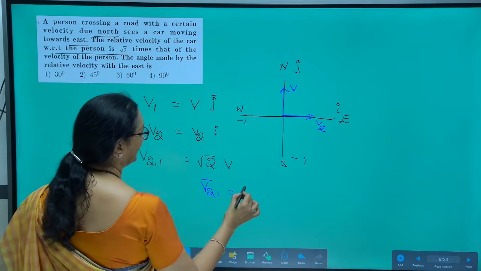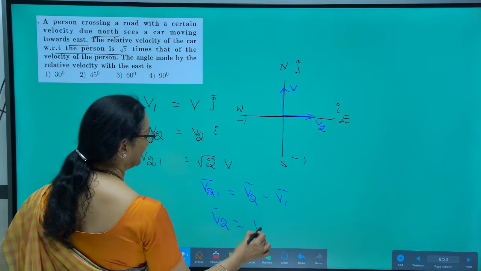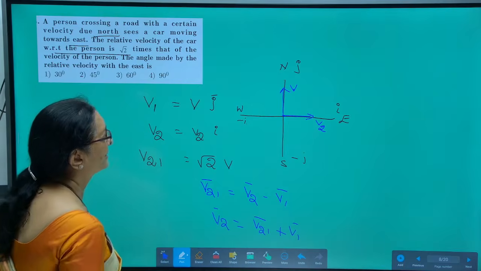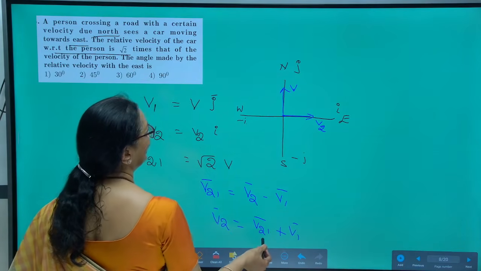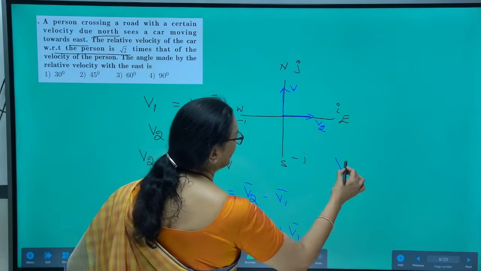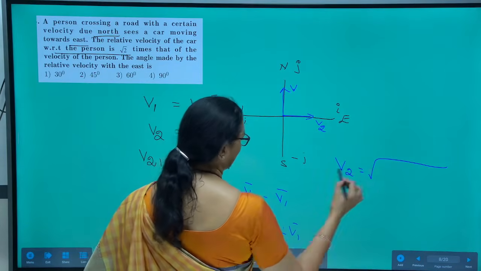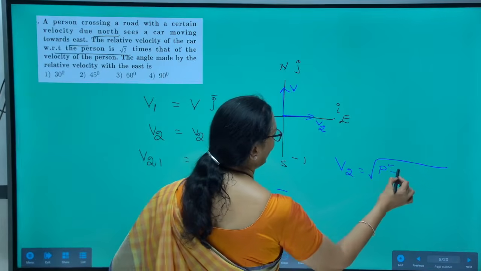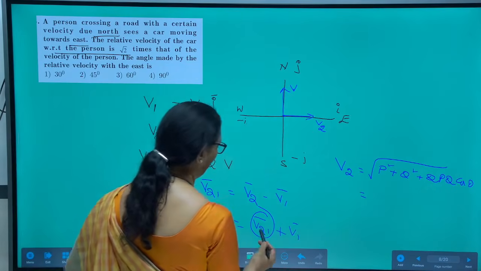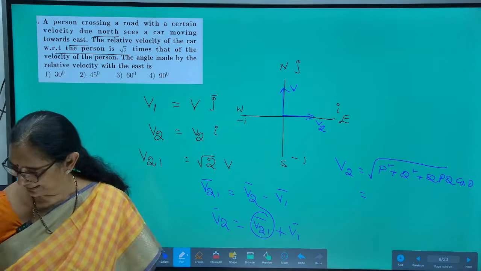V21 bar is equal to V2 bar minus V1 bar. From this, V2 bar is equal to V21 bar plus V1 bar. So, V21, that is the relative velocity, is given as a root of P square plus Q square plus 2PQ cos theta. See here, there is a small thing you need to find out.